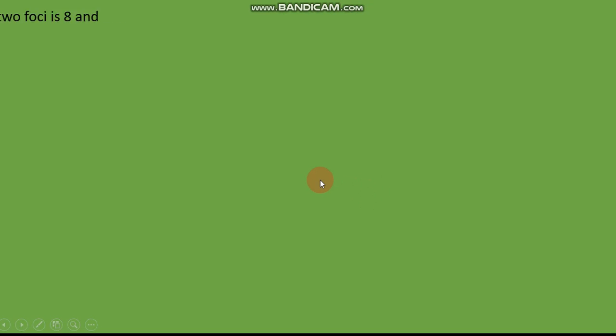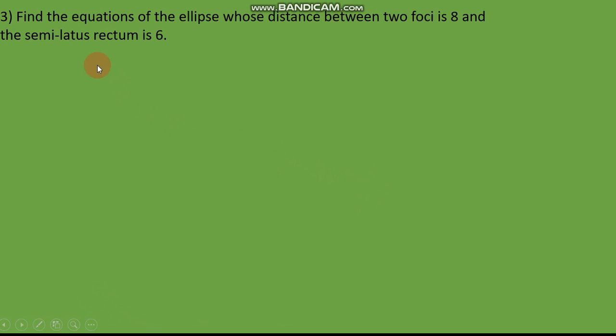Okay, so now we have the last question for this. Find the equation of the ellipse whose distance between two foci is 8 and the semi-latus rectum is 6. Semi means half of latus rectum, half of the length of latus rectum. So we have to find the equation of ellipse.